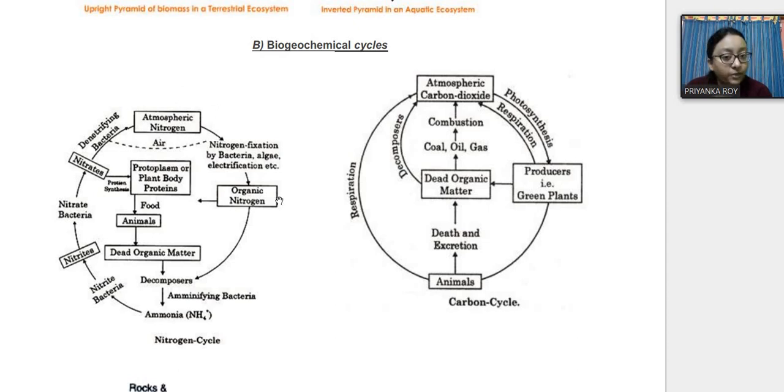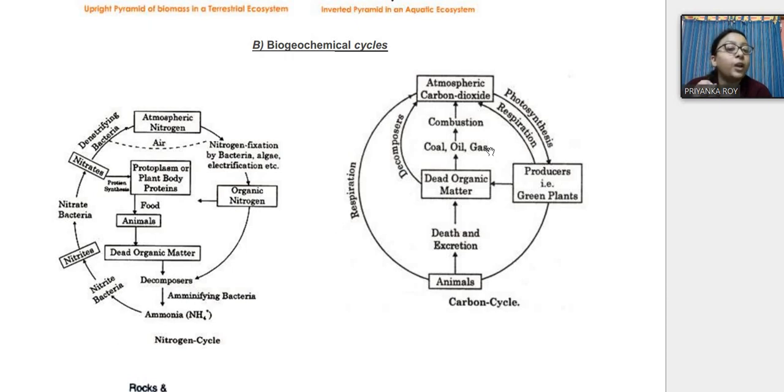So in terms of nitrogen, like we already know, the atmospheric nitrogen can be fixed by the nitrogen fixing bacteria. Therefore, it is converted to organic nitrogen, and from here the decomposers can convert it into ammonia by ammonifying bacteria, and from ammonia the nitrite bacteria will convert it into nitrites, the nitrate bacteria will convert it to nitrates, and the denitrifying bacteria will again give it back to the atmospheric nitrogen. The nitrates will be consumed by the plant body, and then the food will be produced, and from there the animals can consume it, and again from the animals the dead organic matter will be decomposed by the decomposers. So it is like a cycle here.